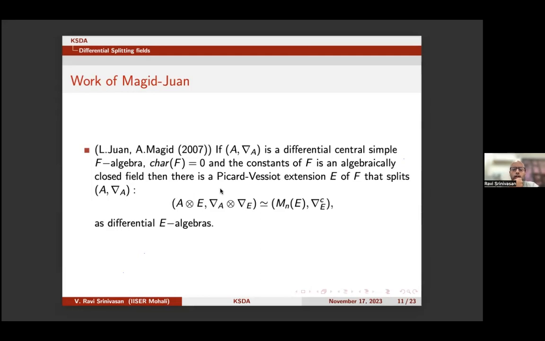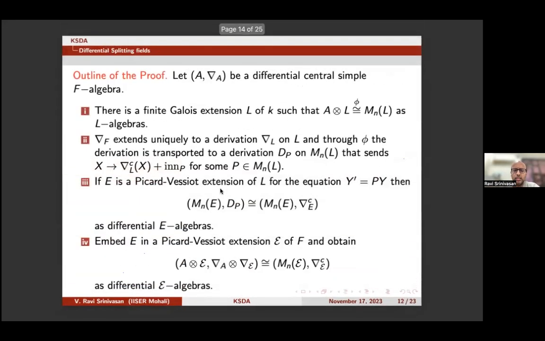So in the work by Magid and Juan, what they have proved is that there are Picard-Vessiot extensions splitting a differential central simple algebra. So I will also go through quickly the proof of their statement. So essentially what one does is first one splits the central simple algebra.